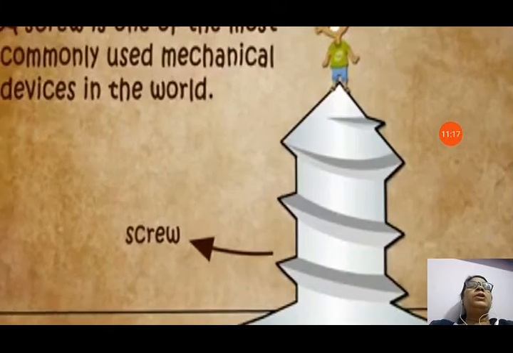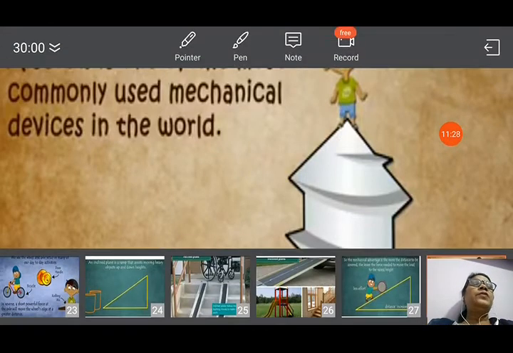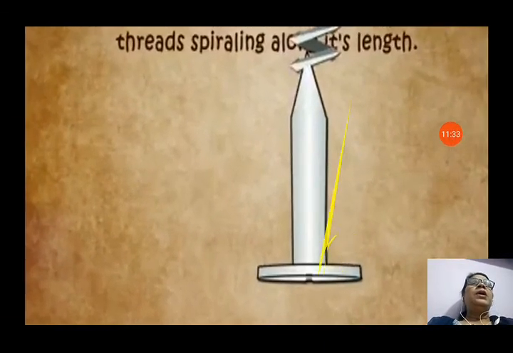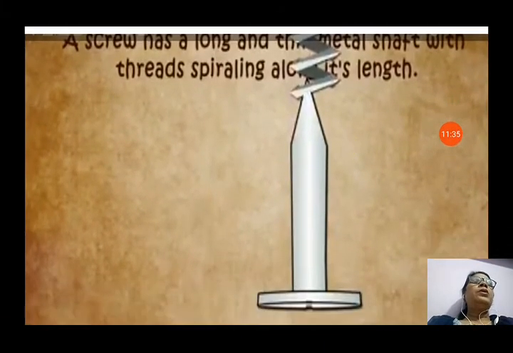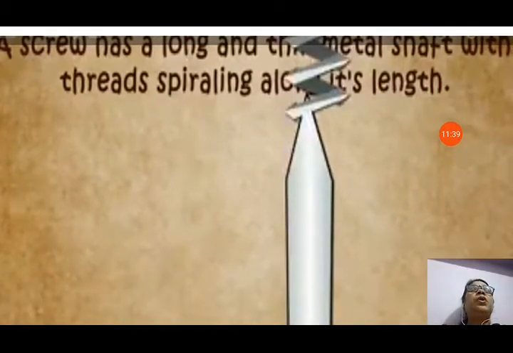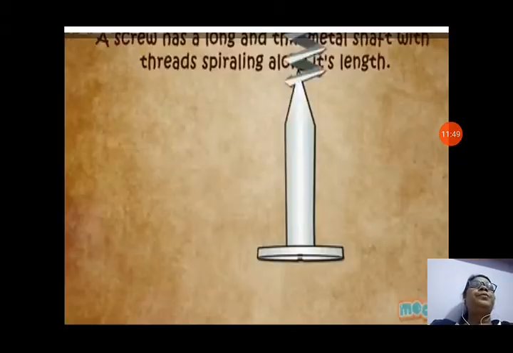Now let us see a different simple machine, that is a screw. A screw is one of the most commonly used mechanical devices in the world. So we use a screw to hold things together, and it is very common. You can see a screw has a long spiral rod with threads spiraling along its length. Now, the thread is moving spirally along a long rod.